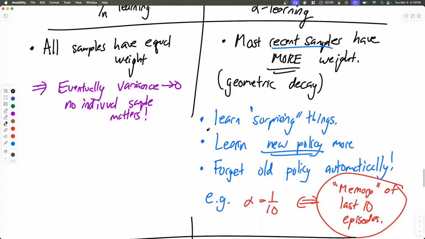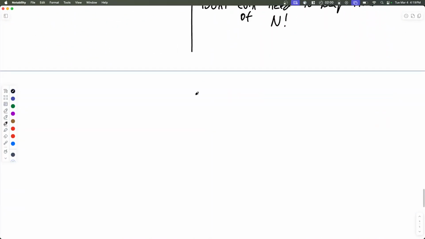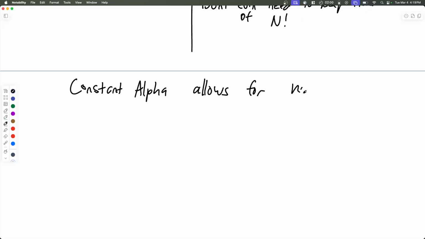And this is going to lead into our next topic, which was that constant alpha learning allows for learning a non-array-based value function. So constant alpha allows for non-array-based V. I think I mentioned this a few classes ago.